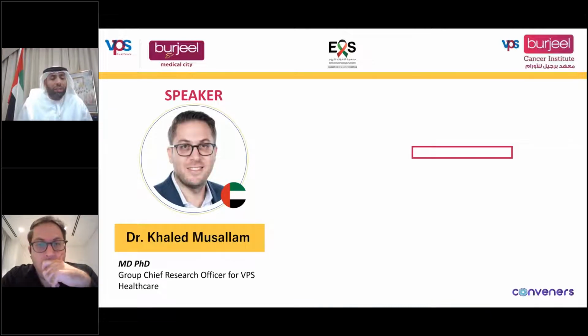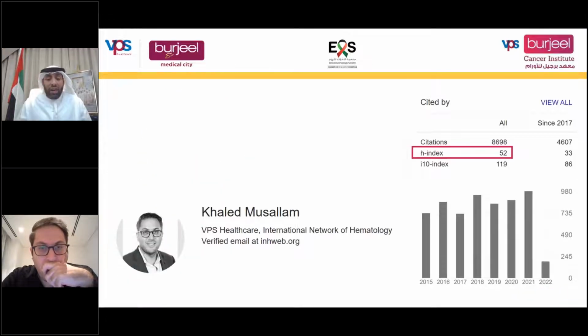So Dr. Khaled Musallam has MD and PhD degrees, and he is the Group Chief Research Officer at VPS Healthcare. And I like to introduce people by their contribution to research. As you can see, Dr. Khaled Musallam's h-index is 52, which is a very high index. And this reflects his experience in clinical research.